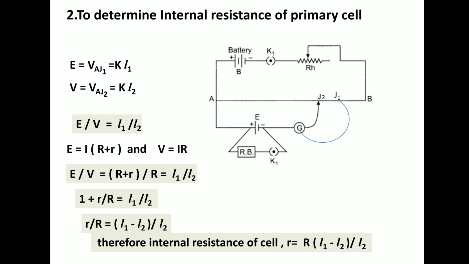Now, again I am repeating that L1 should be greater than L2. This is how we find out the internal resistance of the primary cell.